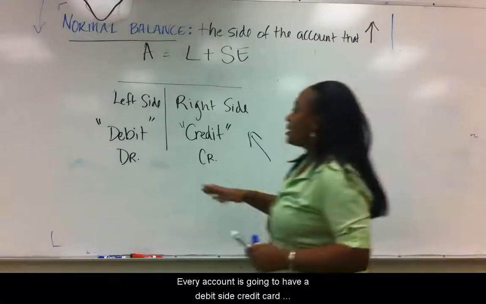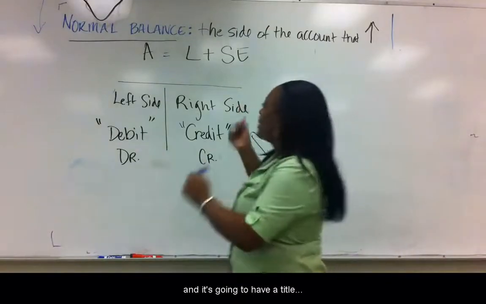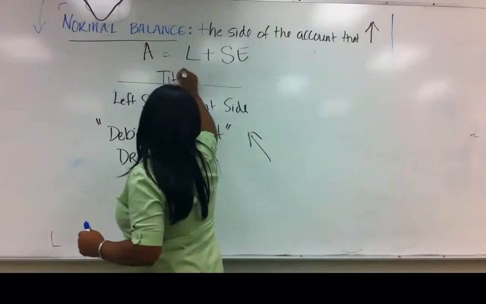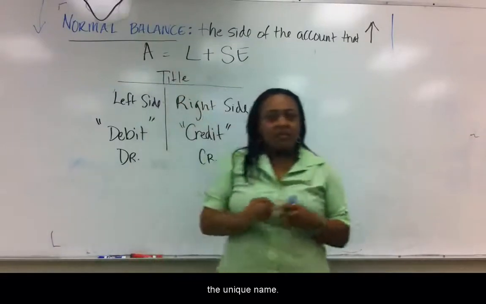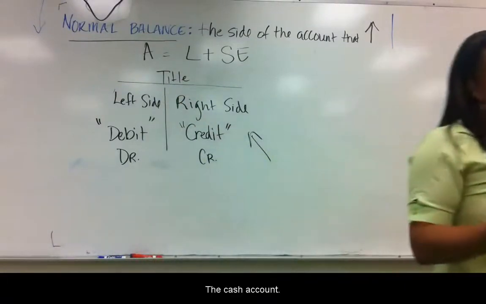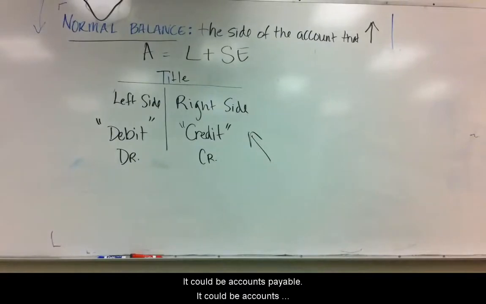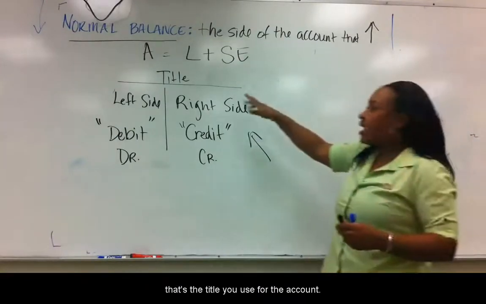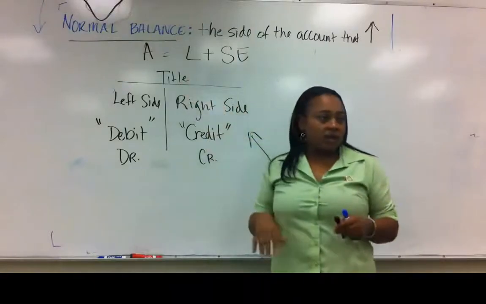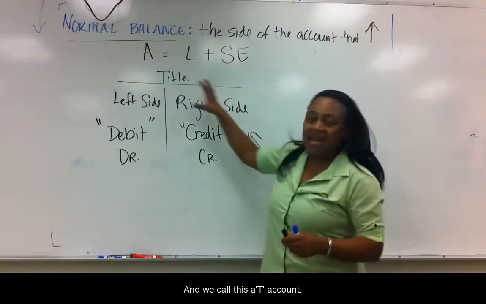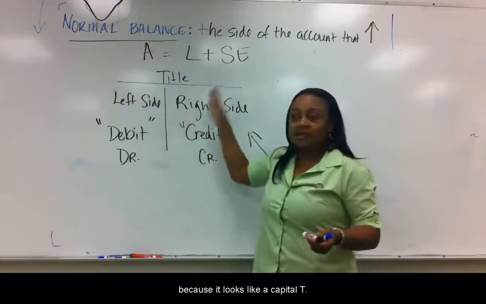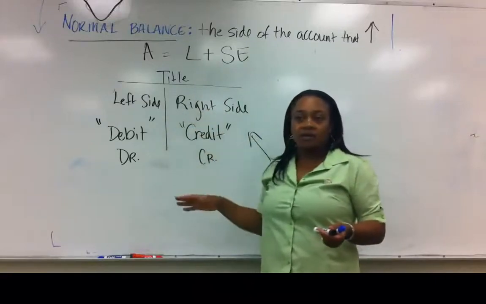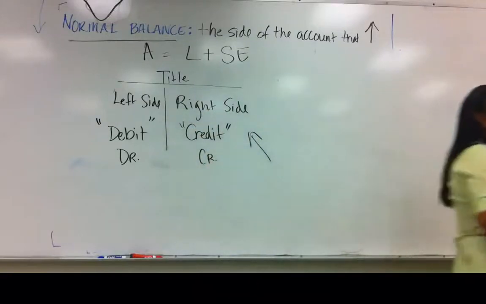So every account is going to have a debit side, a credit side, and it's also going to have a title, which is the unique name. This could be the cash account, accounts payable, accounts receivable, service revenue, retained earnings, common stock, whatever the specific account, that's the title you use for that particular account. And we call this a T account because it looks like a capital T. Any questions on that? Okay.